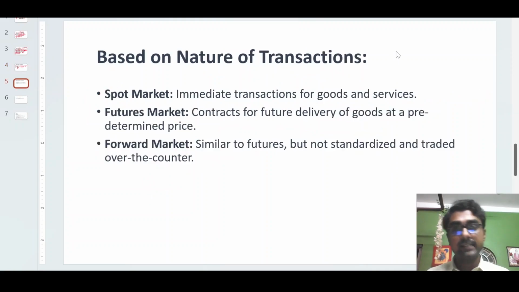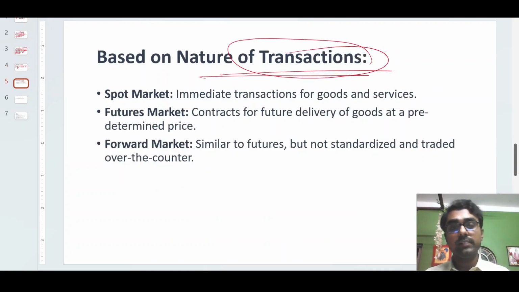Next is the basis of the nature of transaction. Another important thing is the nature of transaction. On the basis of the nature of transaction, markets are also of different types, three types. The first is the spot market. The spot market is what? The spot market is where the transaction happens immediately. I am giving you the product and I am taking the money from you, right? So that is the spot market.